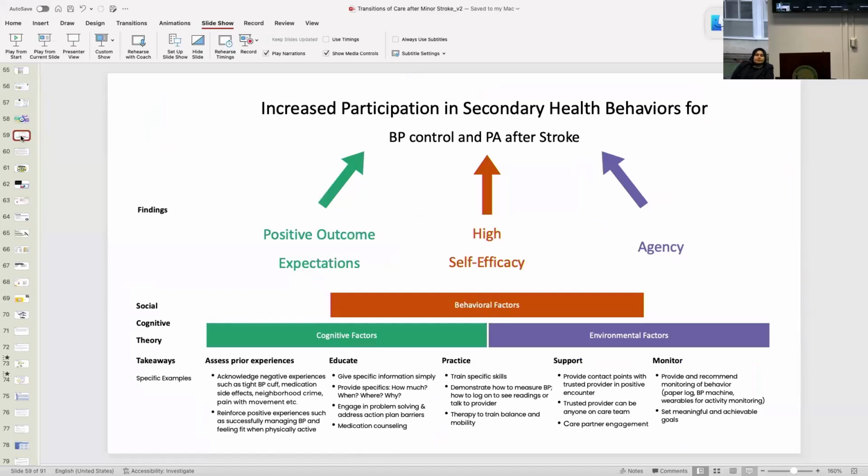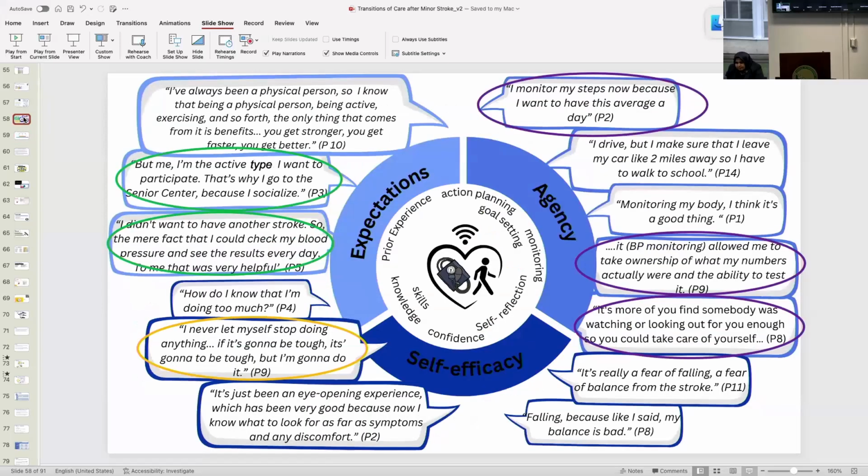Imama, could I just go back to that slide? So that slide is showing those words, terminology in the circles. That's the social cognitive theory model. That's you're fitting the comments into that model.